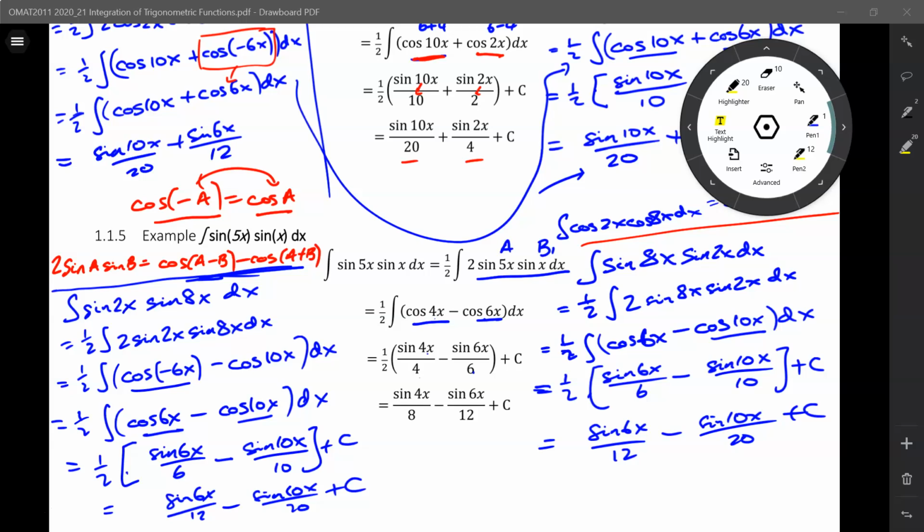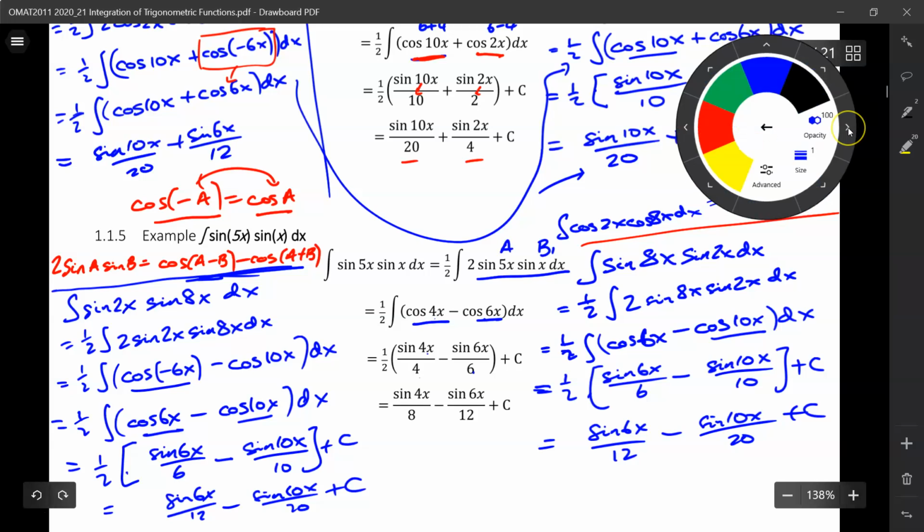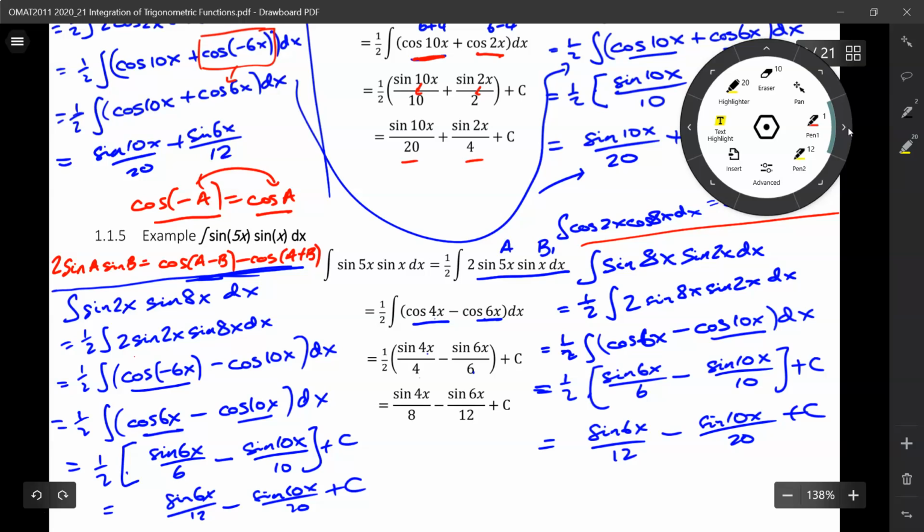Good for you. But it's the same rule basically. The main thing here is to realize if you see cosine minus 6x, the minus sign just disappears. That's the easiest way to think about it. So the cosine of minus 6x becomes cosine plus 6x. If, however, it was sine of minus 6x, that would become minus the sine of 6x.